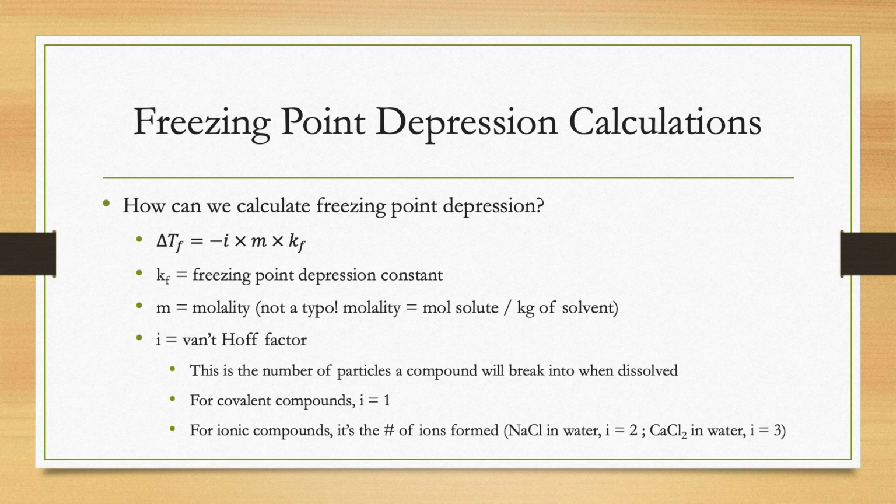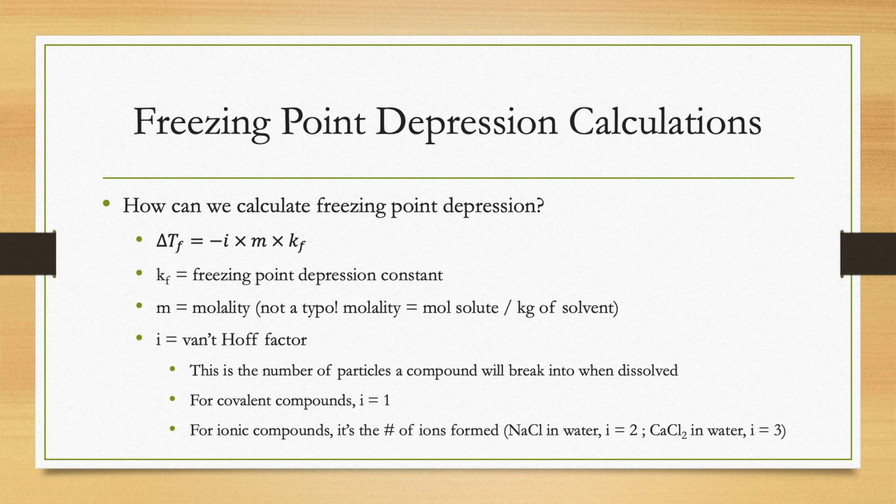Now, the i in this equation is something called the van't Hoff factor. This goes back to colligative properties. Almost all colligative properties will have this i show up somewhere in their calculation. It's a measure of how many particles a compound is going to break into when it's dissolved in a solvent. So for covalent compounds, for pretty much everything we see, the i is always just 1, because they don't really have any particles to break into when you dissolve them. They just dissolve as individual molecules and that's it.